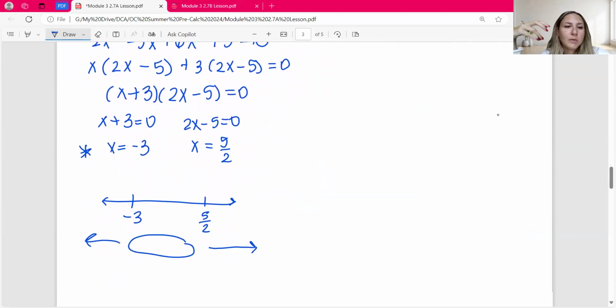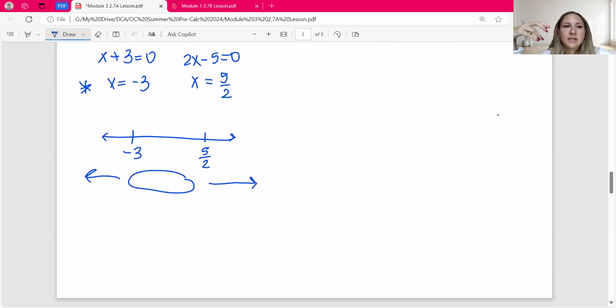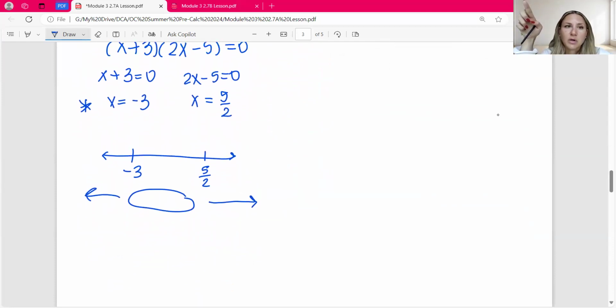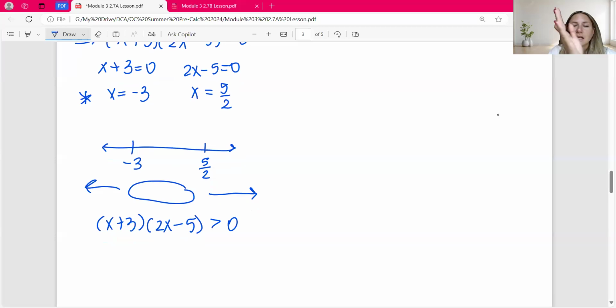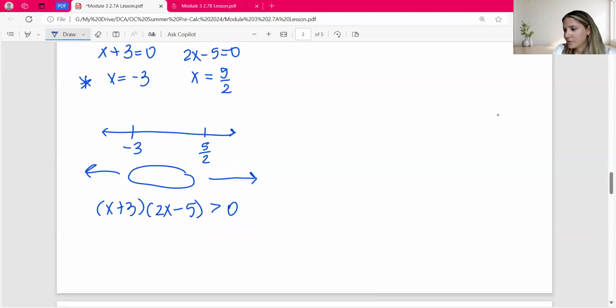And so what we want to do here in our sign analysis, just like in the steps said, is use our factored form. And so I like to rewrite it down here, x plus 3 times 2x minus 5. And this problem was greater than 0. And I'm going to pick a number in each of these intervals. So less than negative 3, I'm going to pick negative 5. Could be anything. We'll all get the same thing. And then I'm going to pick a number between negative 3 and 5 halves. I always like to pick 0 when I can. And then I'm going to pick a number greater than 5 halves. I'm going to pick 5.